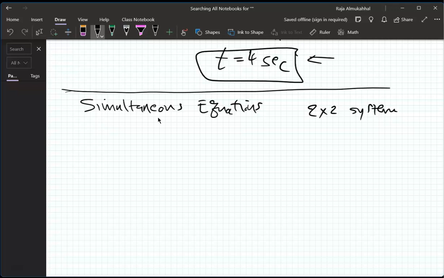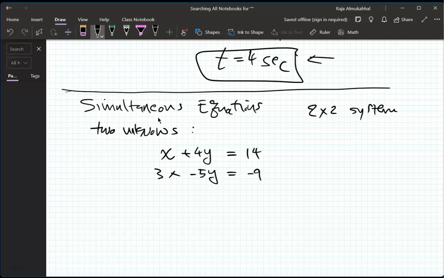So anyway, what does that mean? It means I have two unknowns. Let's say I have the following equations: x plus 4y equals 14, and 3x minus 5y equals -9. There we go. I have two equations, equation 1 and 2, and I have two unknowns, x and y, right?